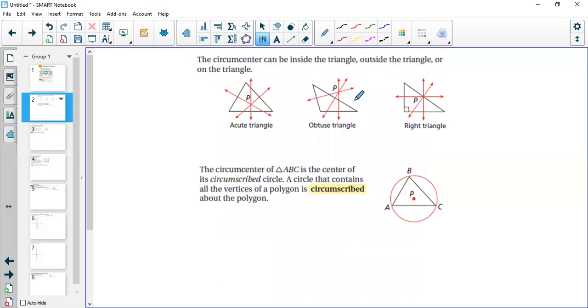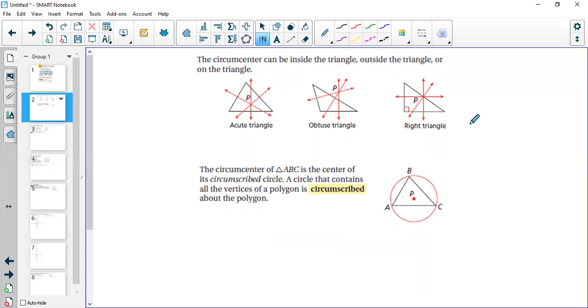The circumcenter can be inside the triangle, outside the triangle, or even on the triangle. Circumcenter means the center of the triangle, but it doesn't really need to be only inside. It depends on the kind of triangle we have drawn. For an acute triangle, the circumcenter will be inside the triangle. For an obtuse triangle, it will be outside, and for a right triangle, it will be on the hypotenuse of the right triangle. You will see later on why it is like that. Though we are not doing any constructions here, you need to remember the circumcenters of three different triangles will be in three different places.